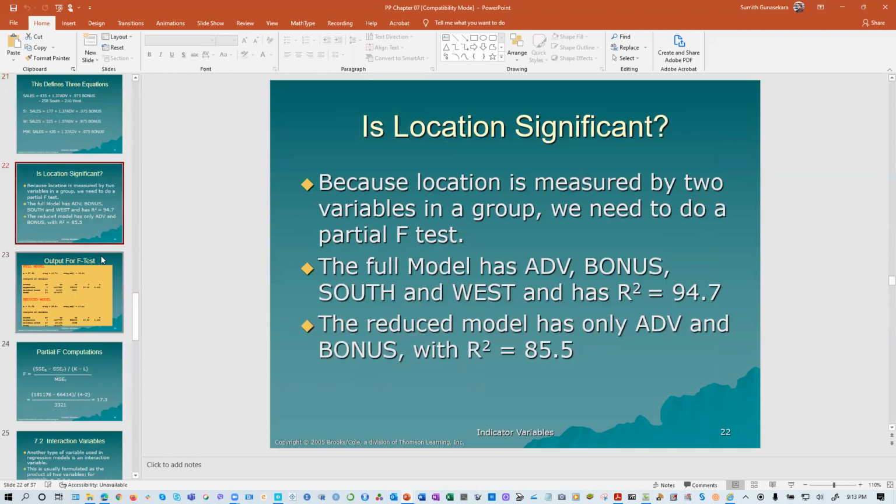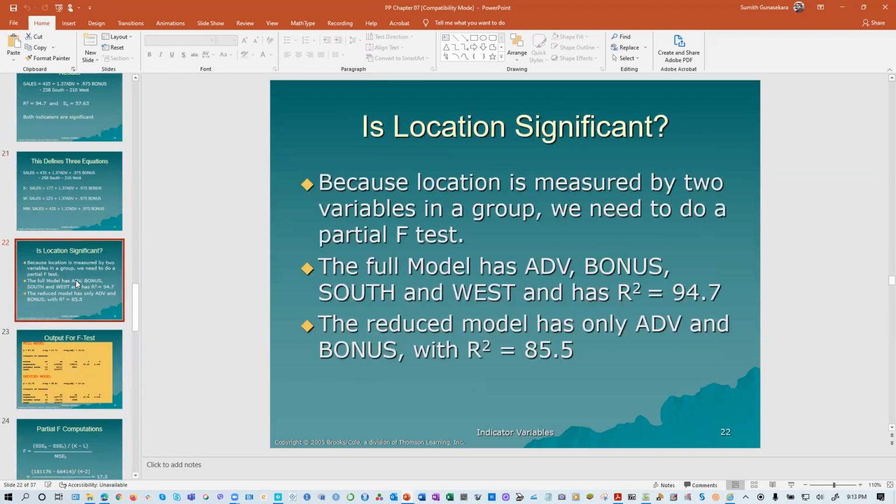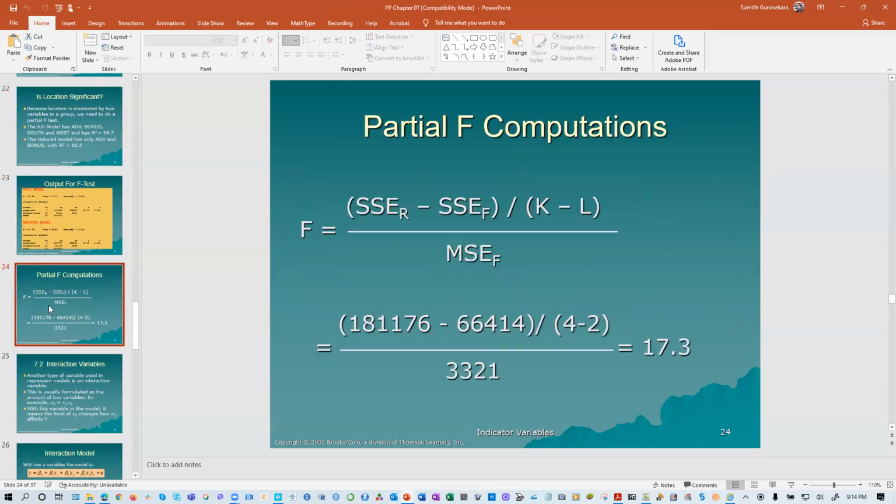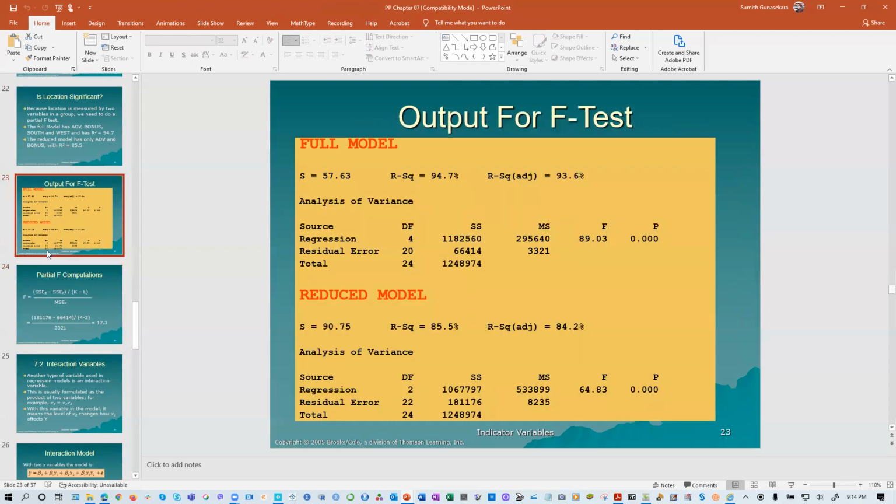See the location. Now they're going to ask, is the location important? Look at the question. Because the location is measured by two variables in a group, we need to do a partial F test. Look at it. The full model has advertising, bonus, south and west, and the reduced model has only advertising and bonus. With this one, the partial test has to be run.